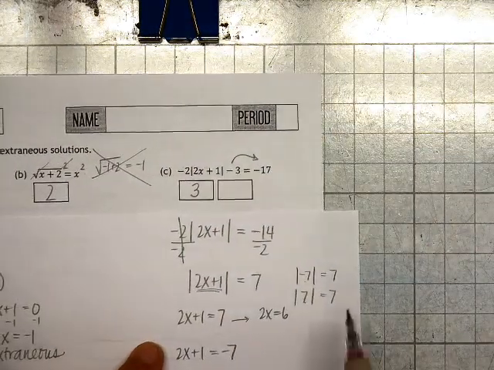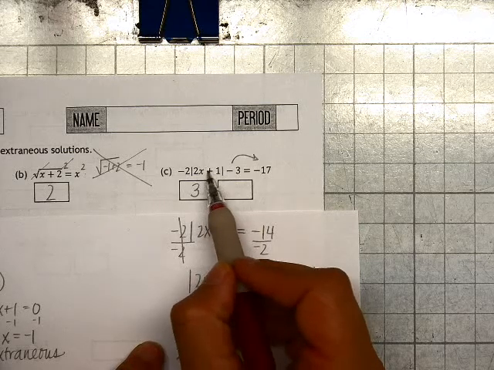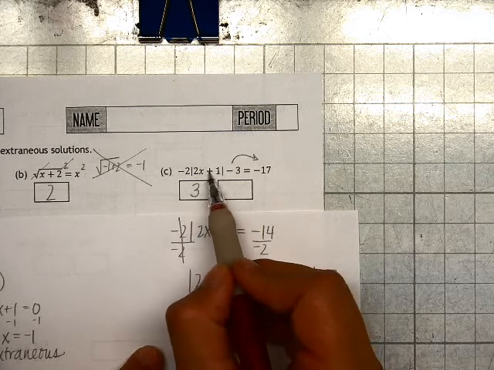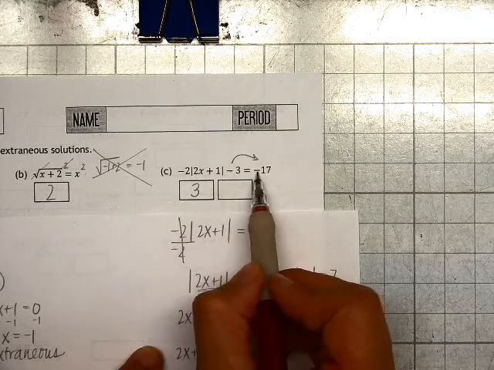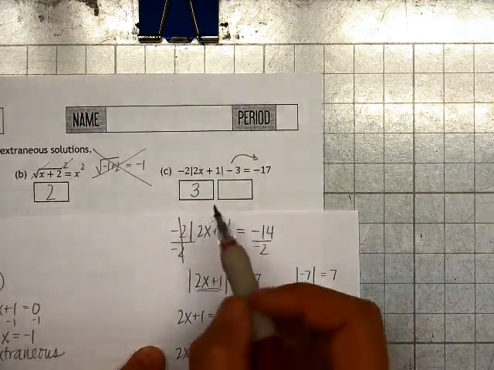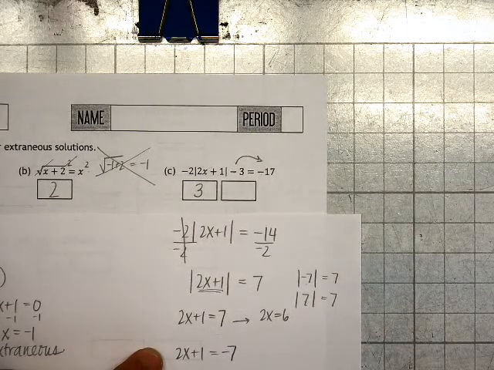We can always verify that. 3 times 2 is 6, plus 1 is 7. Absolute value of 7 times negative 2 is negative 14. Negative 14 minus 3 is negative 17. So we can see that it does indeed plug back into the original problem.